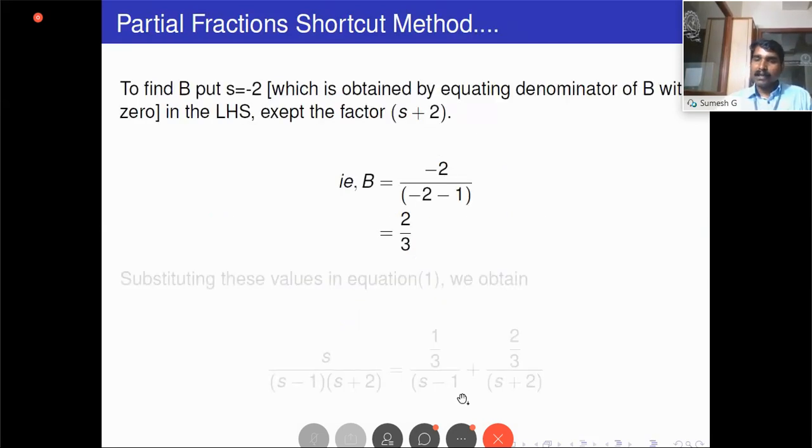And this method is applicable for all problems if the denominator is a product of distinct first degree terms. If it is a repeated factor or a second degree term, we cannot apply this shortcut method. It is applied only for problems in which the denominator is a product of distinct first degree terms. I think it's okay now. Next problem.